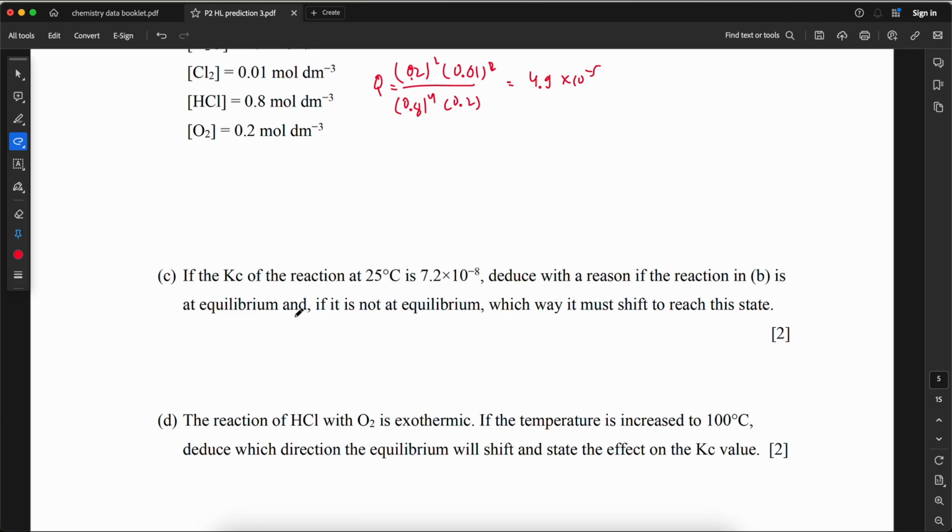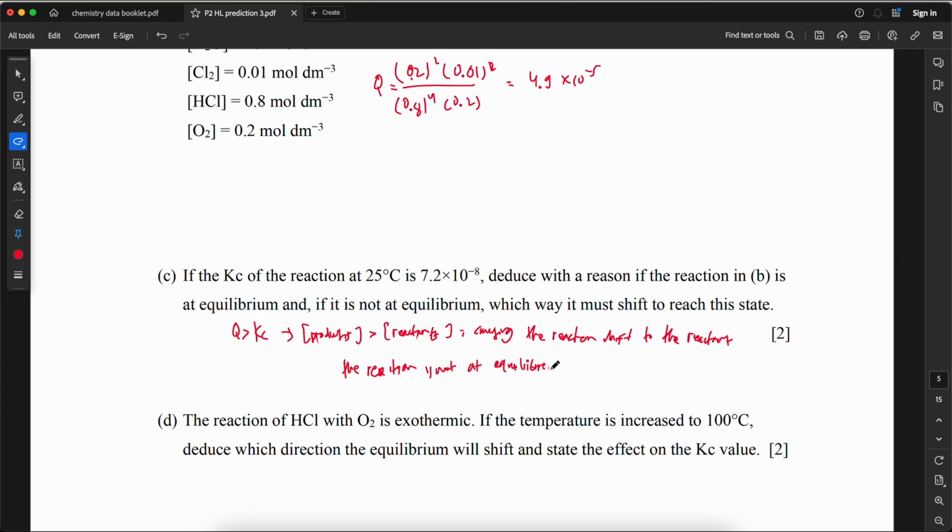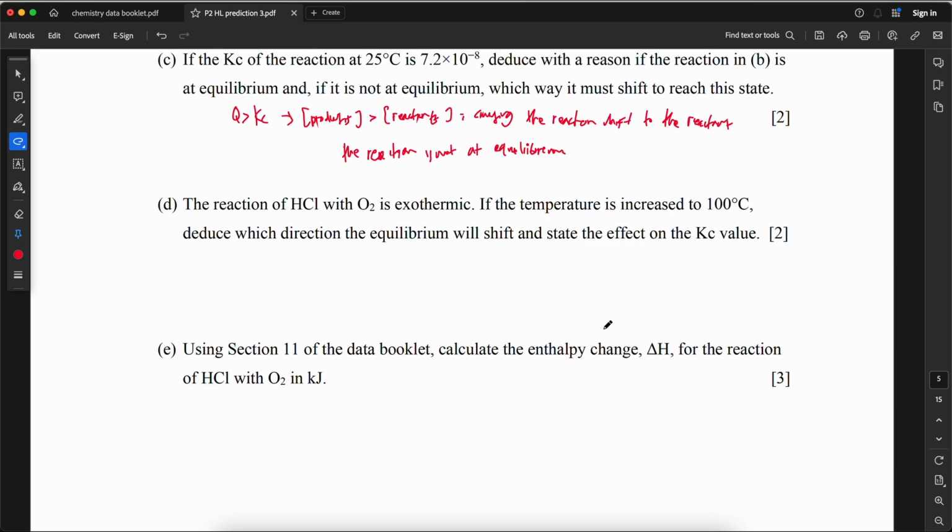It's obviously not at equilibrium because Q is not the same as Kc. Q is bigger than Kc, where the concentration of product is bigger than reactant, causing the reaction to shift to the reactant, because the concentration of product is bigger than reactant. So to minimize the change, it will shift to the left. So the reaction is not at equilibrium.